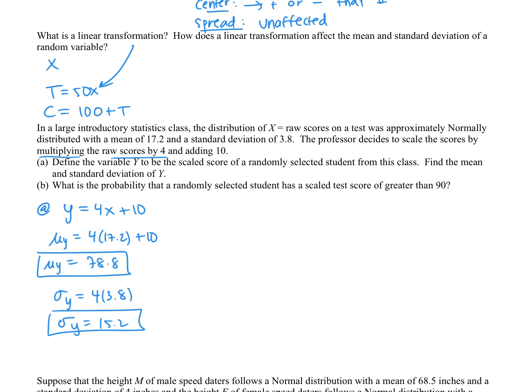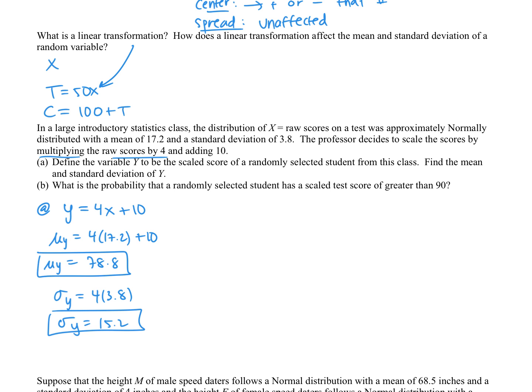When are you supposed to use that symbol versus an s? S comes from a sample, where sigma comes from the population. So sometimes it's not clear. I'm assuming that this professor has the data from all the students.